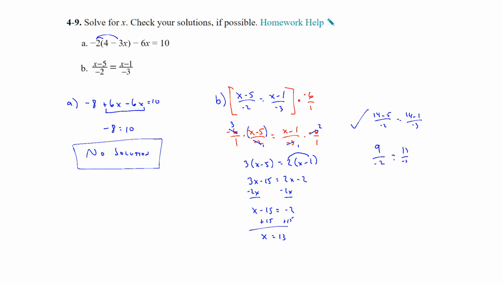So now let's check our new answer and see if we have the right answer. We get 13 minus 5 divided by negative 2 should be equivalent to 13 minus 1 divided by negative 3. So 13 minus 5 now is 8 divided by negative 2, and 13 minus 1 is 12 divided by negative 3. So is negative 4 equivalent to negative 4? And yes, it is. So there's a perfect example of why you might need to check your work to make sure that it is correct. X equals 13.